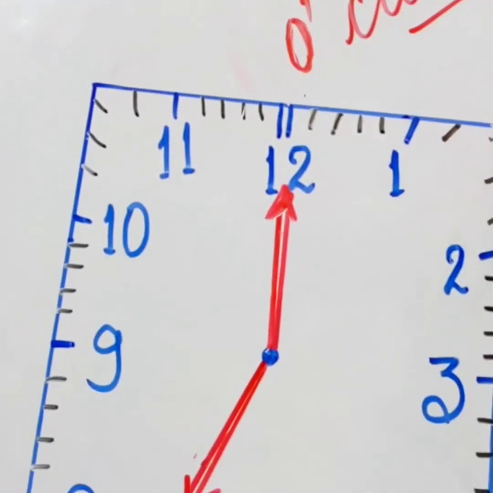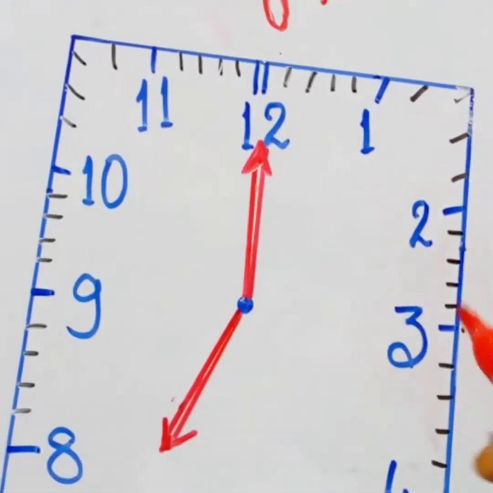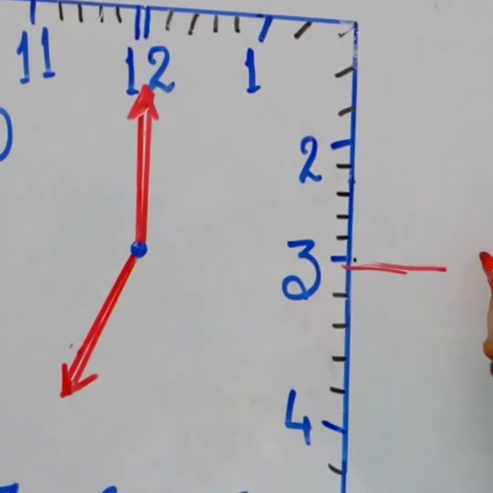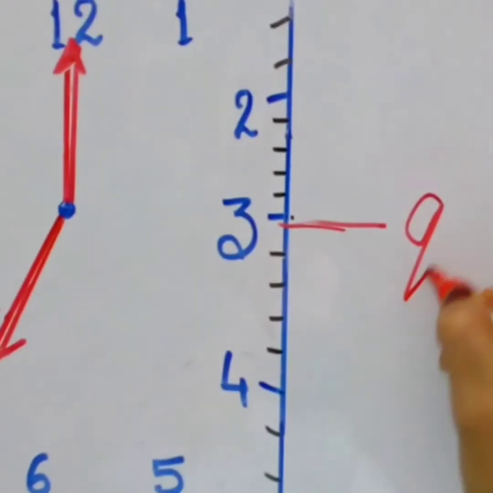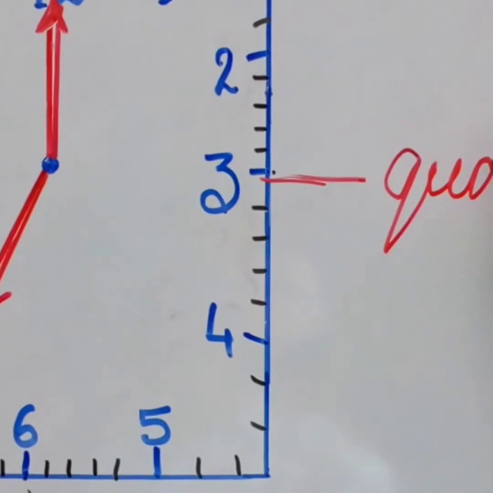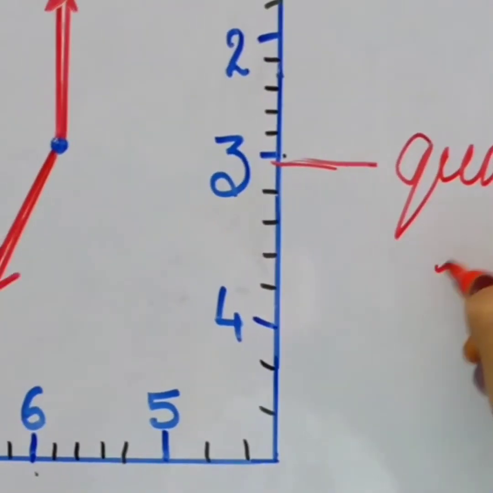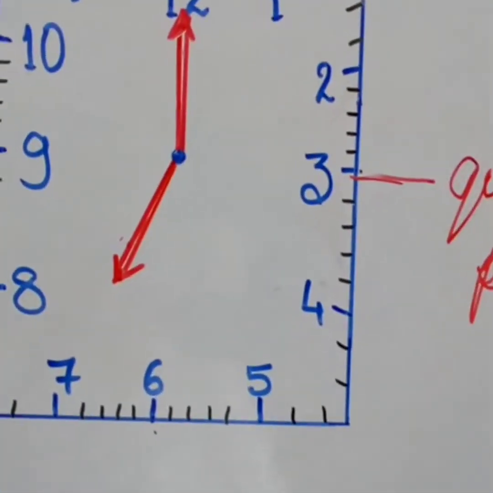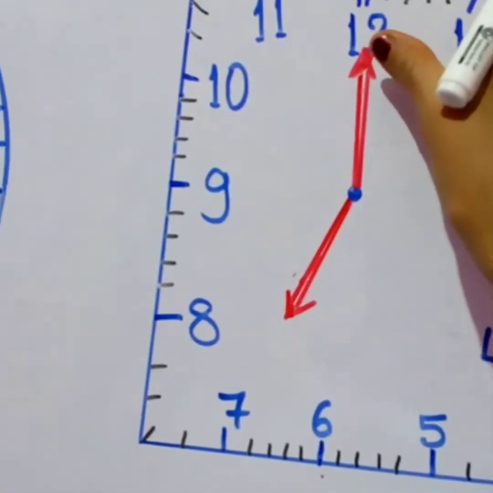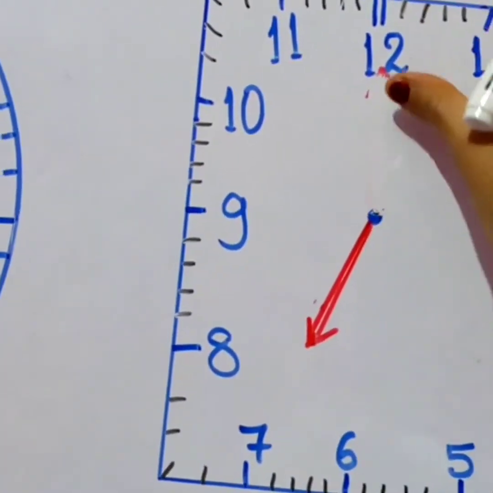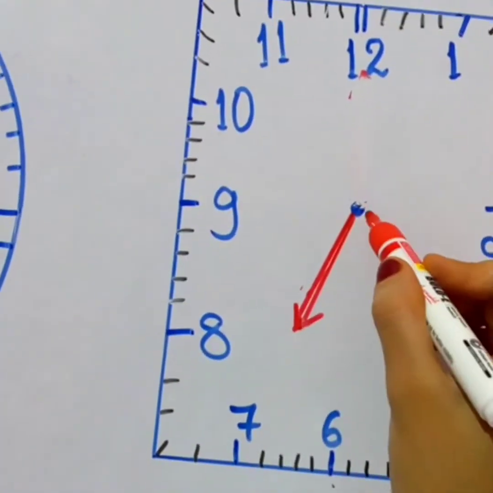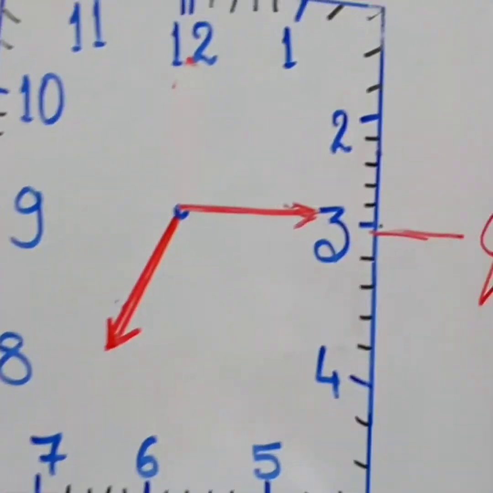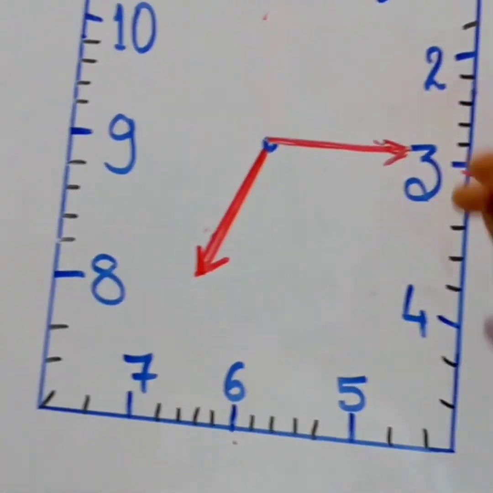And when the minute hand moves to 3, we will use quarter past. Quarter past means one quarter part is completed. Quarter past 3 or quarter past 8. If the hand moves from 12 to 3, it is said as quarter past 7.